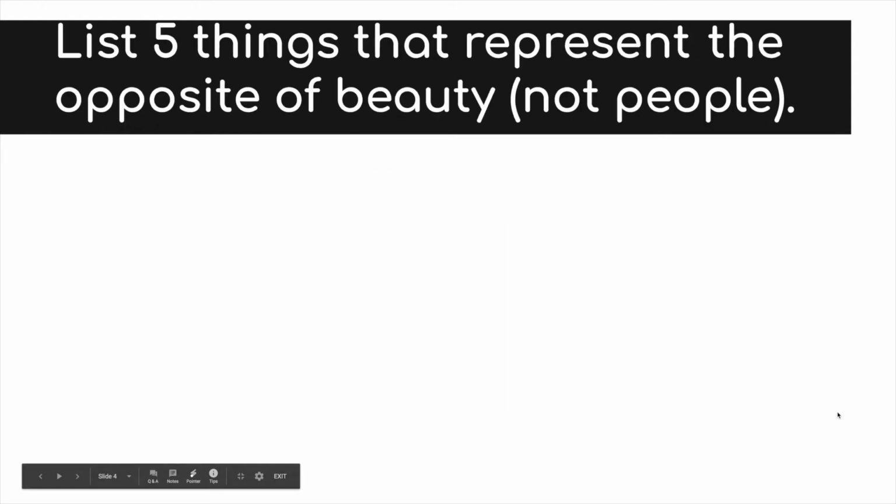Step 3. You are going to try to list 5 things that represent the opposite of beauty. So things that are not beautiful. And once again, we're not focusing on people here. We're focusing on ideas, like things that aren't beautiful. Try to come up with 5.